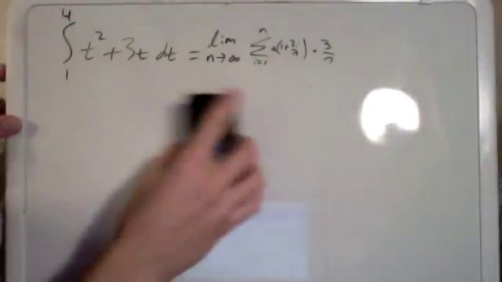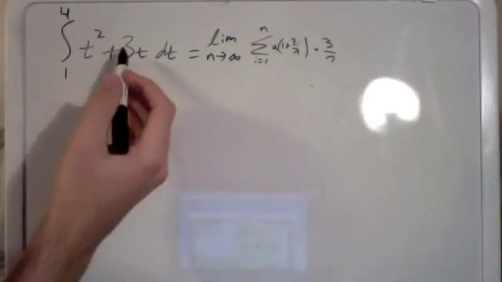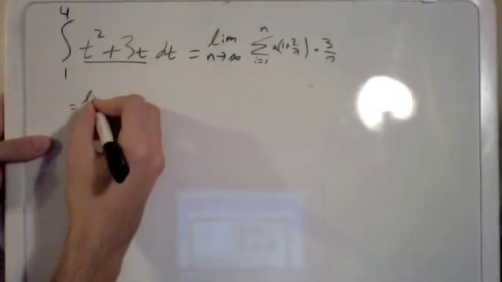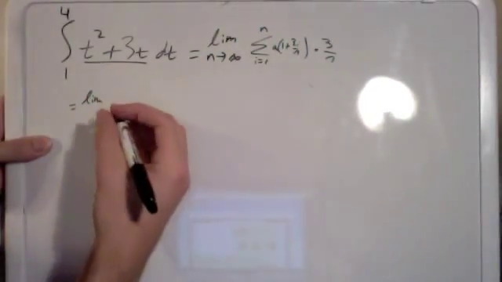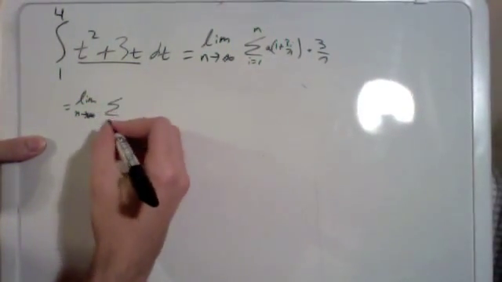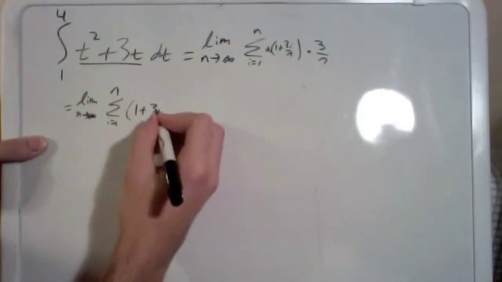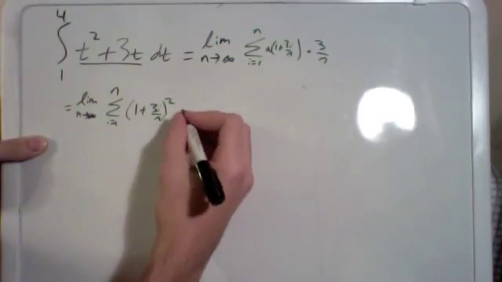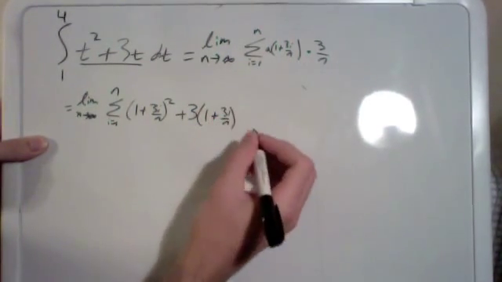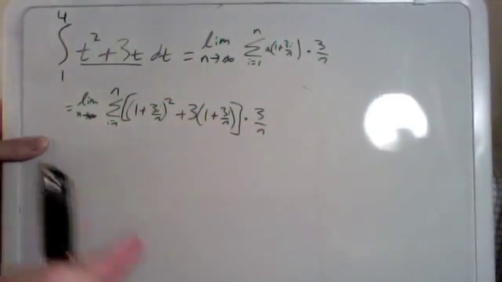So now our next step is to plug in 1 plus 3i over n into this equation right here every place there's a t, and use that for A of 1 plus 3i over n. So the limit as n approaches infinity of the sum is equal to 1 plus 3i over n squared plus 3 times 1 plus 3i over n, and that's all being multiplied by delta t, which is 3 over n.